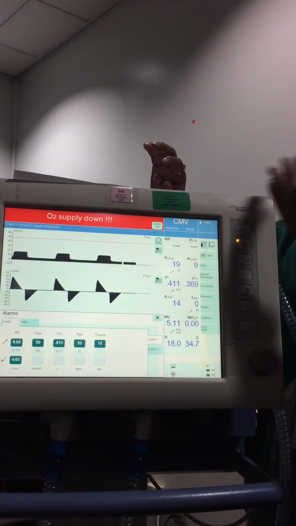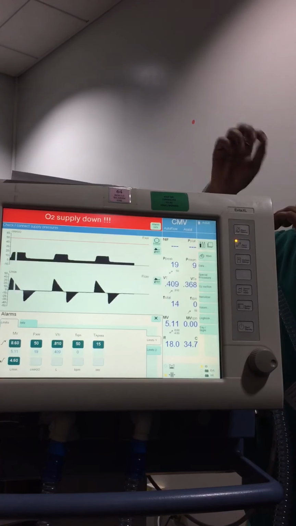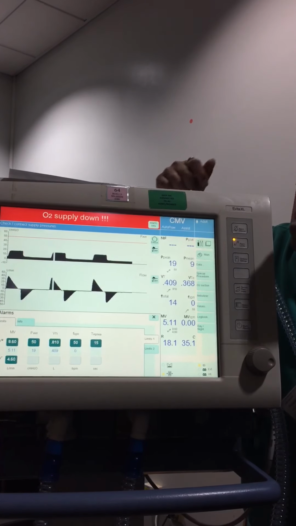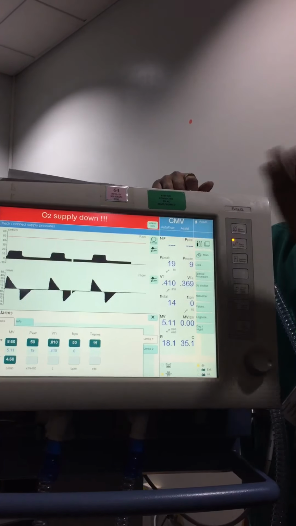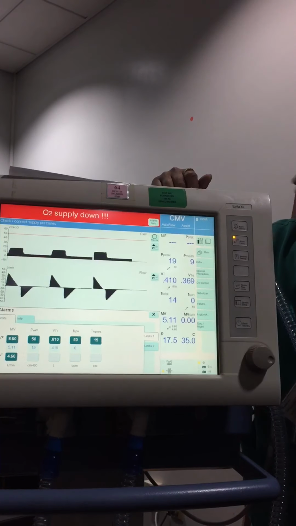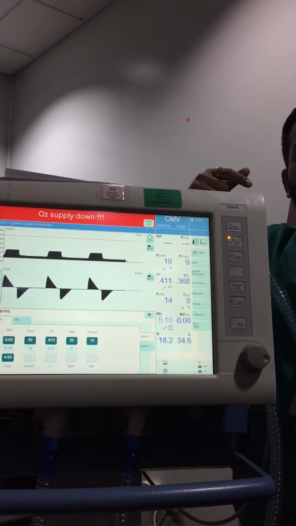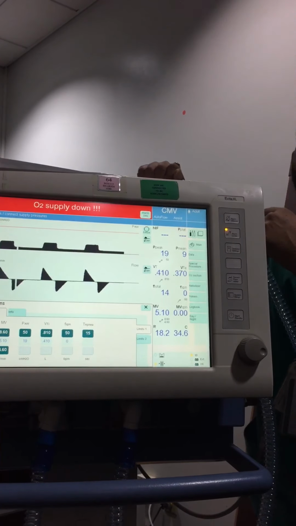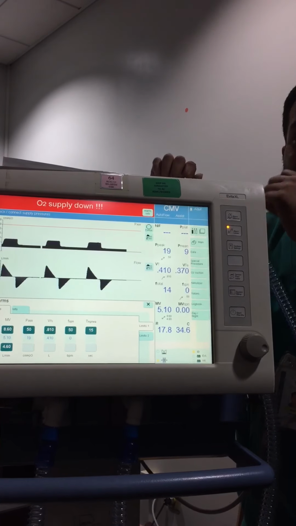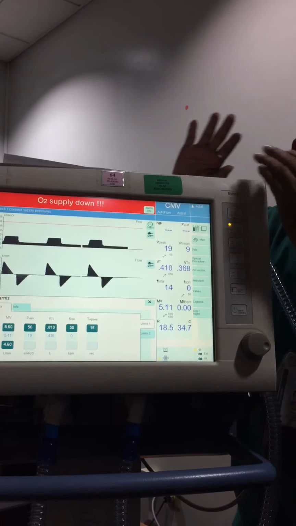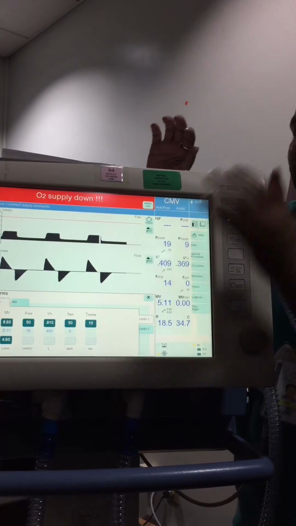If you see airway pressure is high, try to suction the patient, assess the patient and auscultate. If the patient has bilateral wheeze, give a nebulizer, or if the tube is kinked, try to make it normal. And if the patient keeps on biting the tube, put in a bite block. This is how to solve the problem.